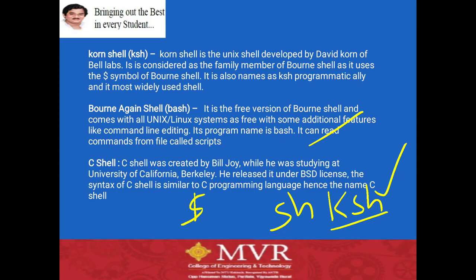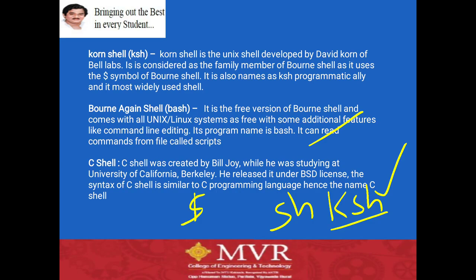The most powerful feature is that it can read commands from a file called a script. It will read the script, which may contain several commands, and each command will be executed from the script. This is the feature in the Bourne Again shell, which is called bash. All these three shells belong to the same family.